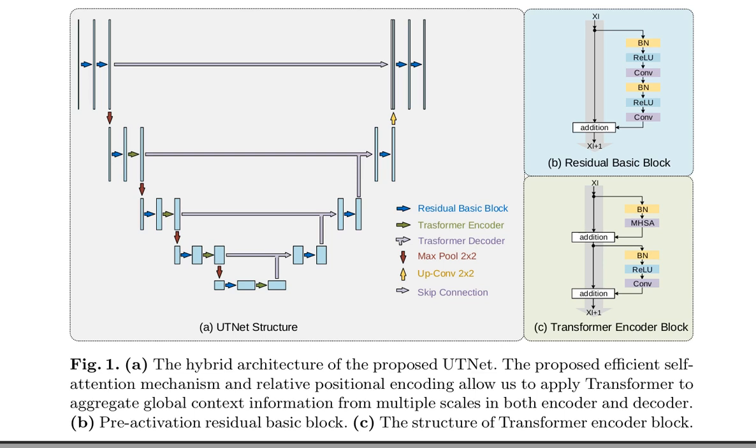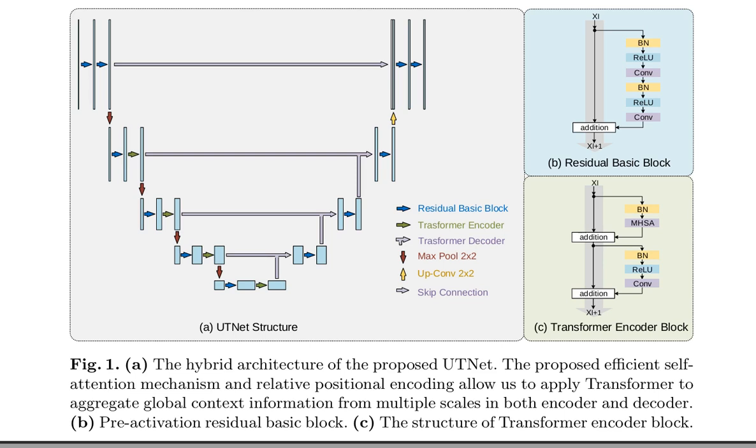So UTNet takes advantage of both approaches. It uses convolutional layers to extract those detailed local features. And then it brings in the self-attention mechanism from transformers to kind of connect the dots and understand the image as a whole. So it's getting the best of both worlds then. Yeah, exactly. But I've heard that transformers can be really computationally expensive. So how does UTNet handle that?